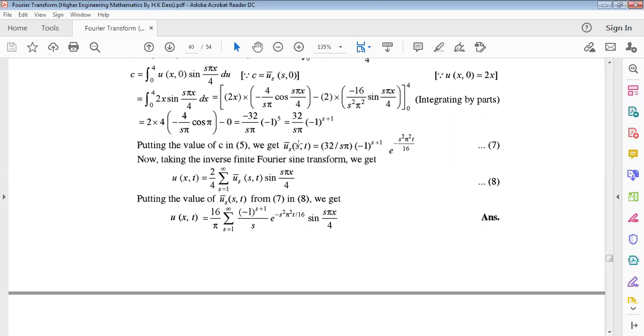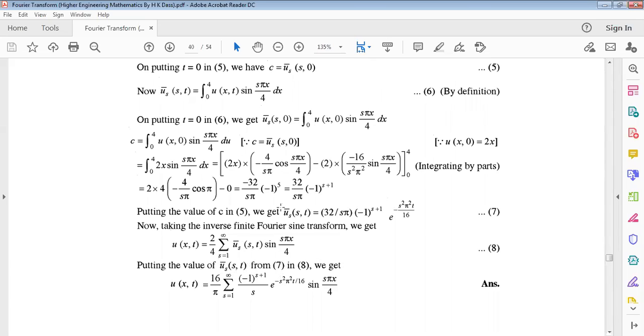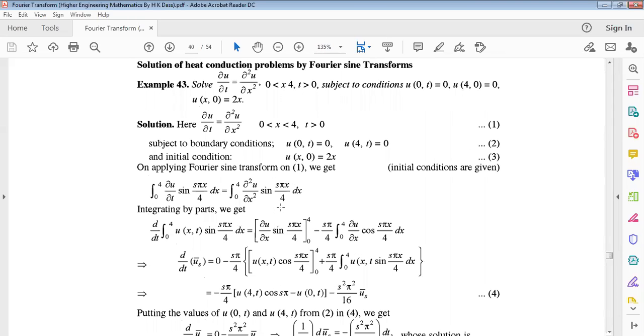The inverse Fourier transform of the sine transform will be u(x,t) equals 2 by pi, but in our standard definition there was 2 by pi, and pi equals 4 here means period 4, this is why 2 by 4, the sum from s equals 1 to infinity of u bar s times sin(s pi x/4), using the Fourier sine transform, this one. This gives u, the Fourier sine transform of s,t equals this, this is our result, using 7, and this gives the whole solution of the problem. A little bit lengthy.